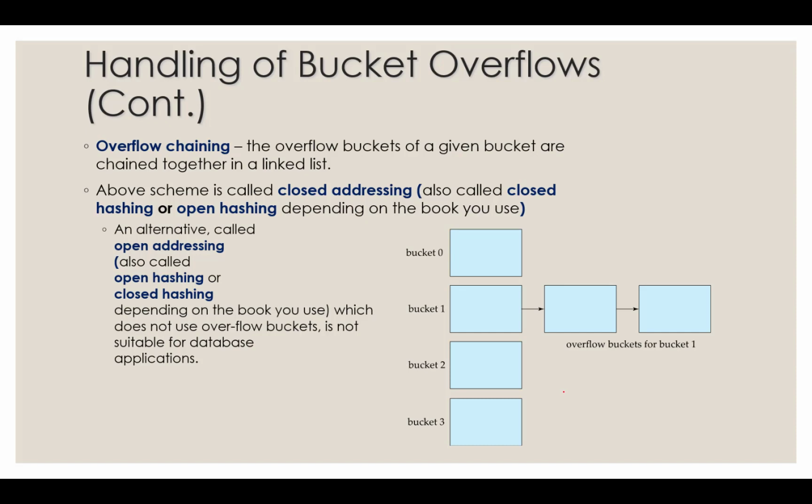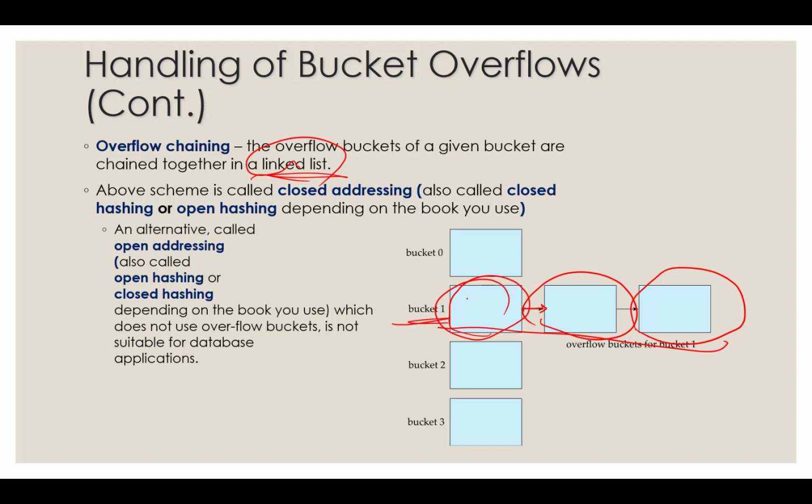So how do we handle bucket overflow? We could do overflow chaining. The overflow buckets of a given bucket are chained together in a linked list. If you have taken a database or data structures course, I'm sure you know what a linked list is. It looks something like this: this is the original bucket, and then it has a linked list, and these are called the overflow buckets for bucket 1.